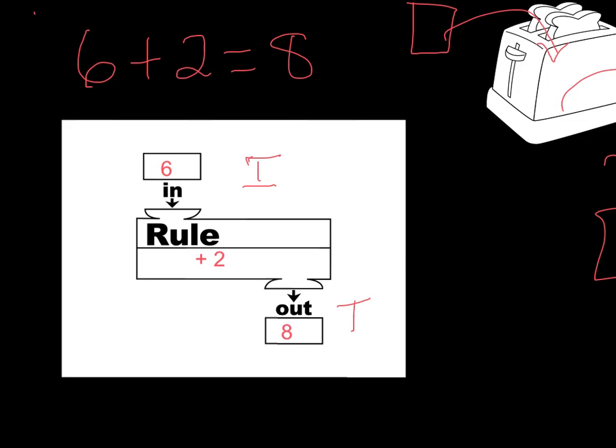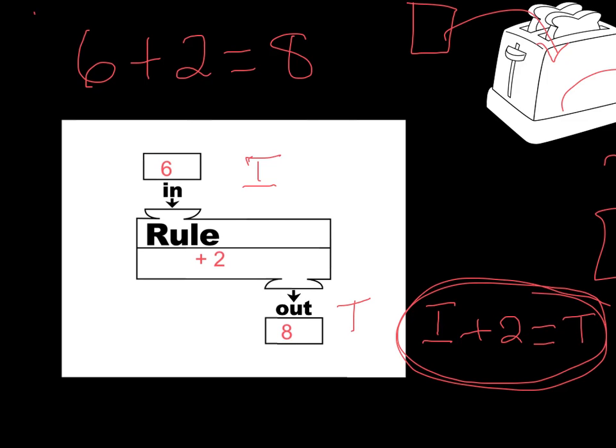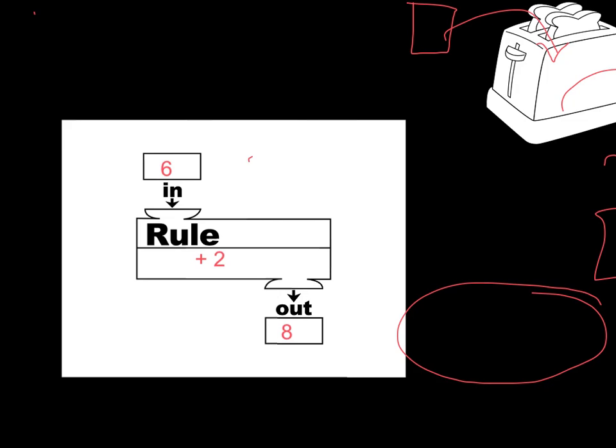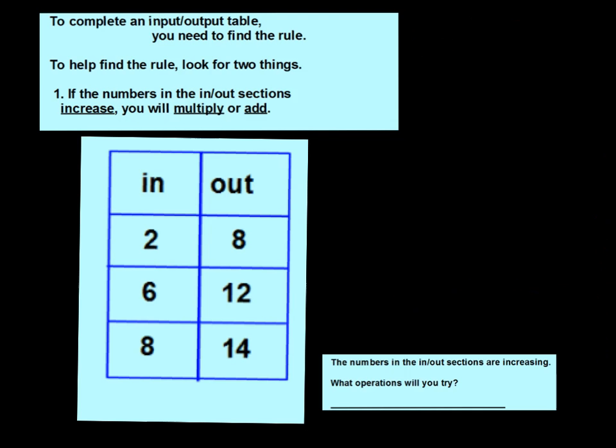Now, if I called the input an I and the output, let's say, a T, we would write the equation like this. Anything that was an I would go in, you would add 2 to it, and that would equal the T, or the output. And all input-output rules are written in an equation like this. We're going to try some examples. So grab that page that you brought home for homework and let's get started with example 1.